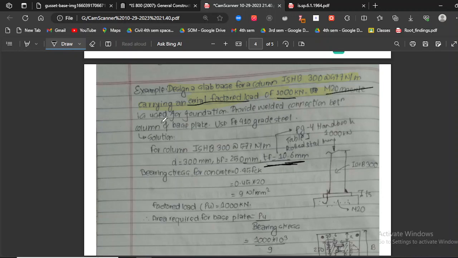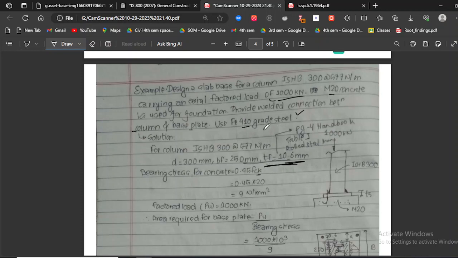M20 concrete is used for foundation, provide a welded connection. So in this case we're going to provide a welded connection, and we need to remember all these words clearly. Between column and base plate, use Fe 410 grade steel. So as you can see, we have got the value of fck, we have got the value of fy as well, and next we have got the value of our load as well.